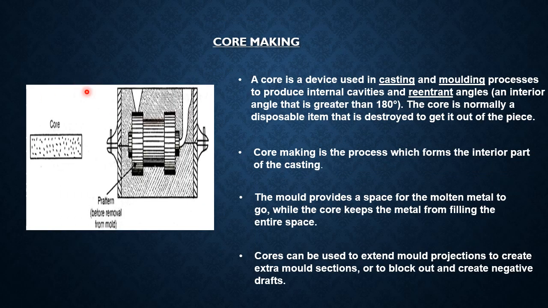The third process is core making. In this picture, we see this one is the core and this one is the pattern. Core making is a process which forms the internal part of the casting. The mold provides a space for molten metal to go, while the core keeps the metal from filling the entire space. Cores can be used to extend mold projections, to create extra mold sections, or to block out and create negative drafts.